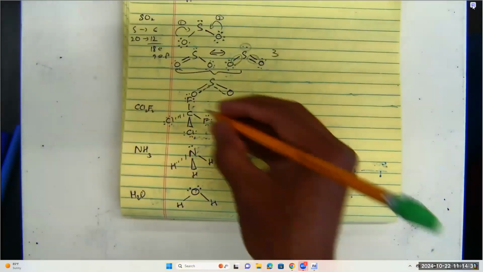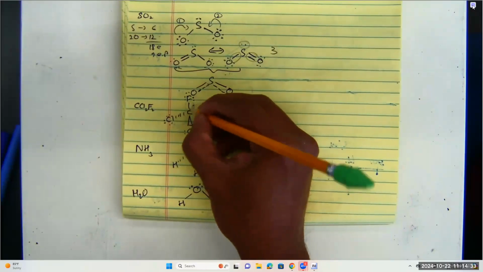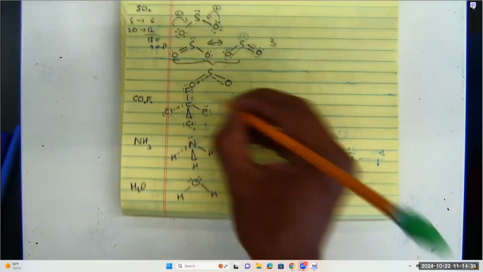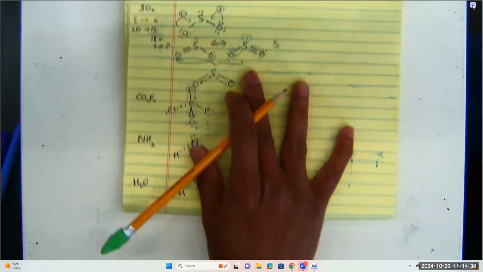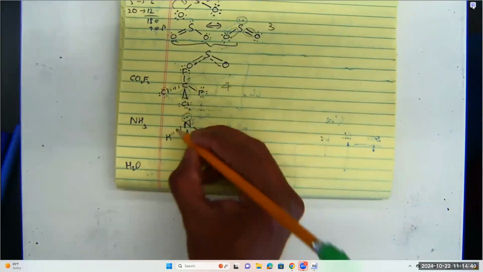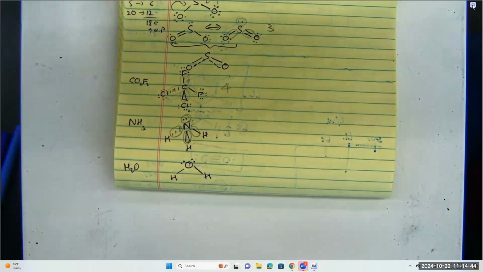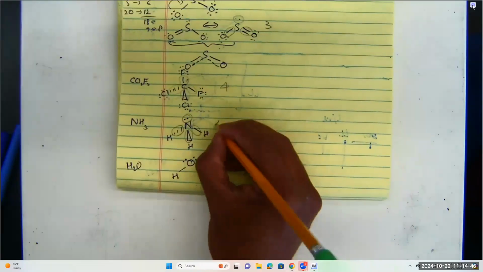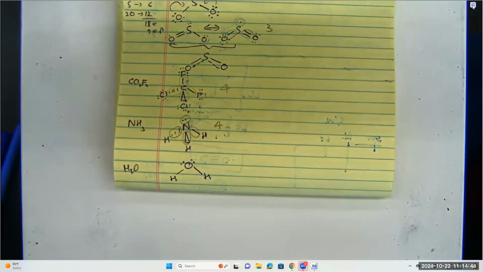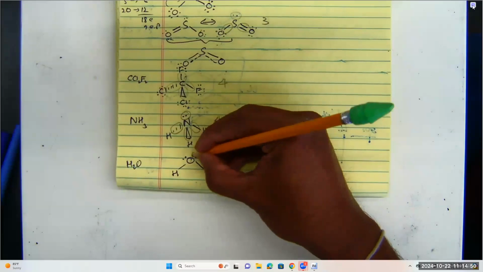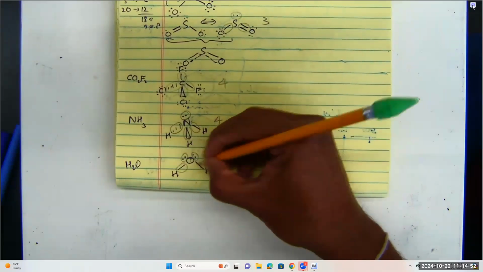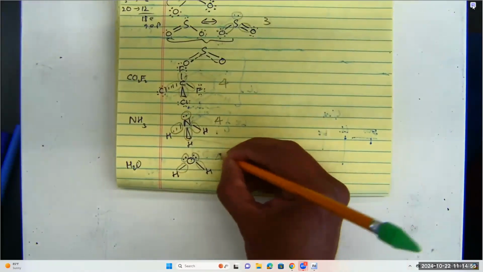Then CCl2F2, we have four single bonds: 1, 2, 3, 4. Four electron domains. NH3, 1, 2, 3, 4. A lone pair is an electron domain. A single bond is an electron domain. Therefore, again, we have four electron domains. And lastly, we have SO2: 1, 2, 3, 4 electron domains again.